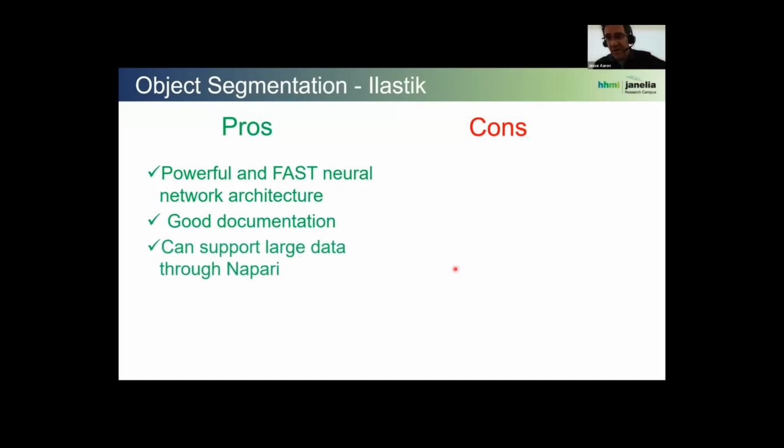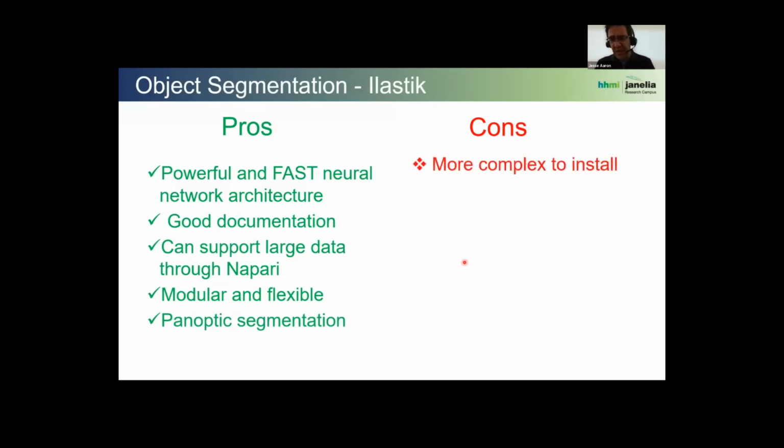It still can support large data, multi-hundred gigabyte, terabyte level data through Napari. Like I said before, it is very modular and flexible, so you're not necessarily stuck with a single workflow if for some reason that doesn't make sense to you, given your project. And like I said, it has this panoptic segmentation, which is conceptually a very powerful thing. But as you can probably guess, the cons are in many ways the mirror opposite of Elastic.